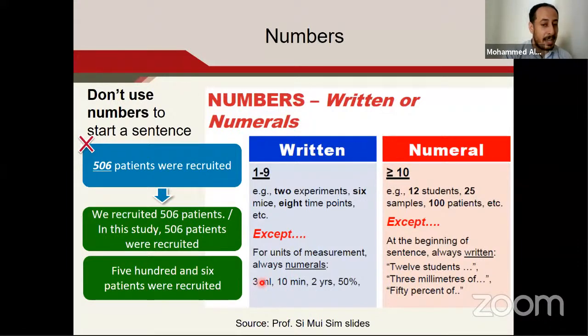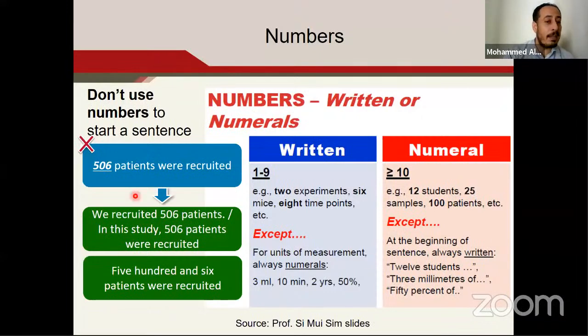It should be numeral. But if the number is more than 10, even if it's not with units, it's better to write it as a number. So 12 students, 25 participants, 100 participants, and so on and so forth. But there is an exception: unless the sentence starts with a number.